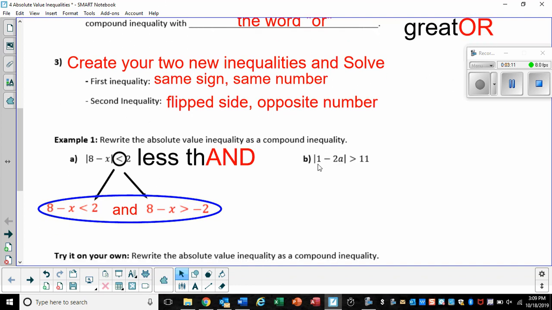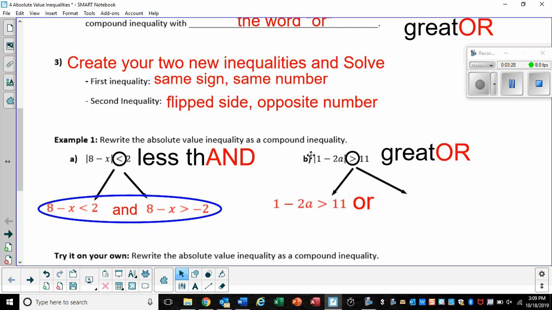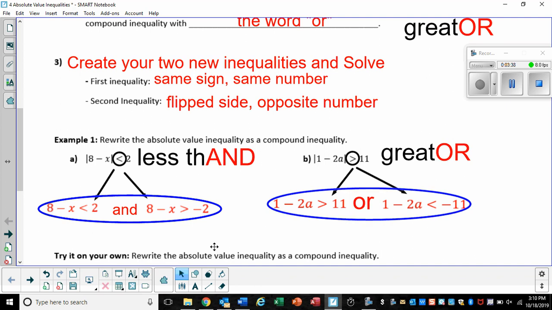Here, we go and split it. The absolute value is by itself, so we can go ahead and try to split it now. It's a greater symbol, so we're going to use the word or. And now we can write our 2 inequalities. First one, keep. So we keep it all the same. Second one, keep, flip, change. So it becomes 1 minus 2a is less than negative 11. Okay? And then that would be our compound inequality.